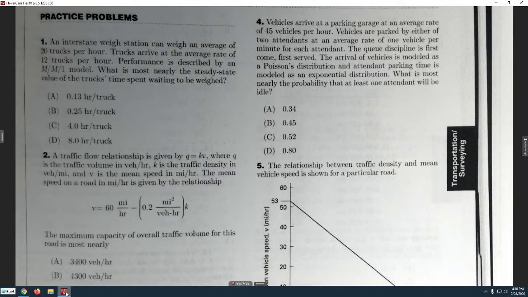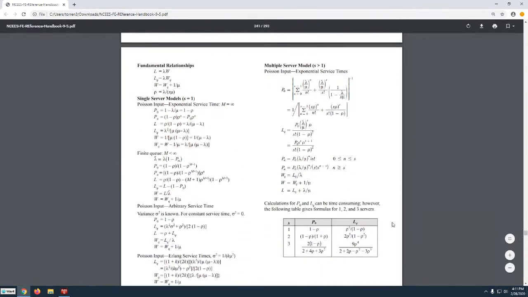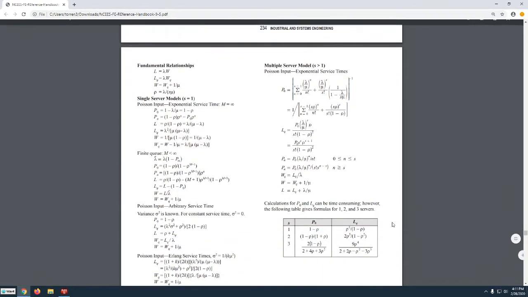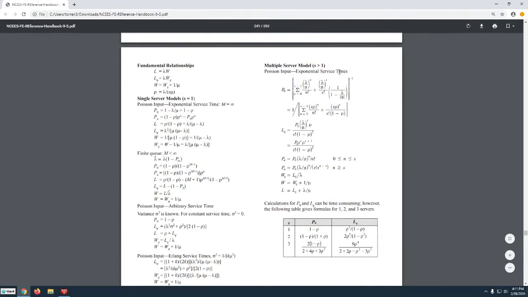First, this is an M/M/2 process. And then at least one attendant is idle. So the probability is either both are idle or one is idle. So P0 plus P1. And then we need to check the equations here.